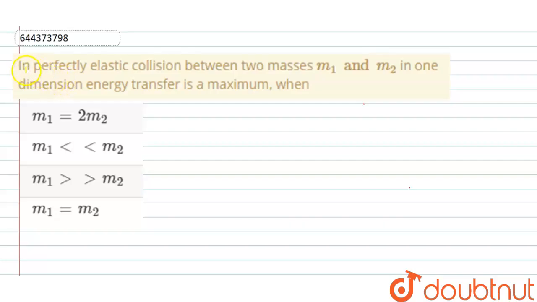So here's the question: in a perfectly elastic collision between two masses m1 and m2 in one dimension, energy transfer is maximum when? So in one dimension, the elastic collision is between two bodies m1 and m2. The energy transfer is maximum when their masses are equal.